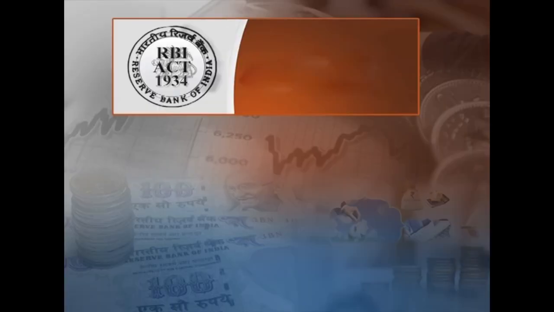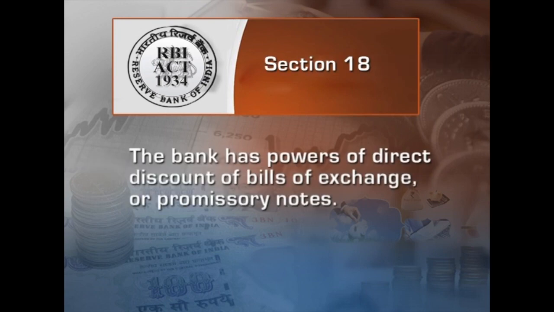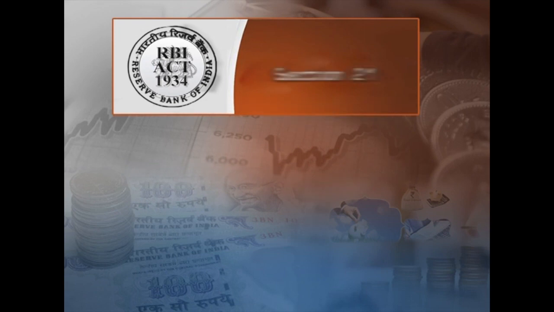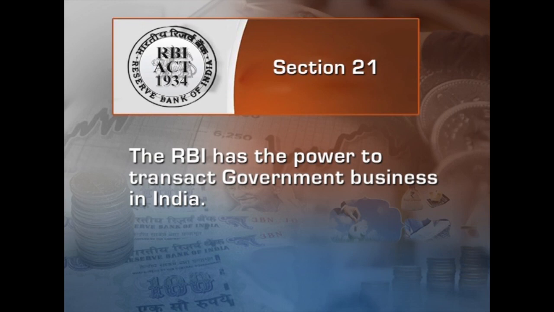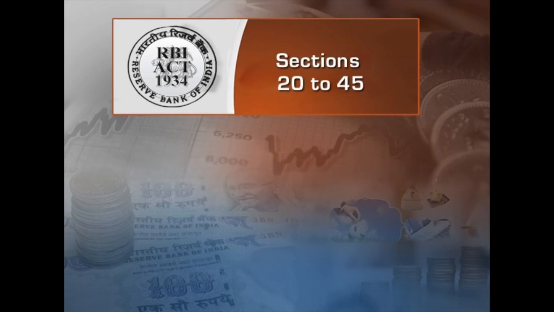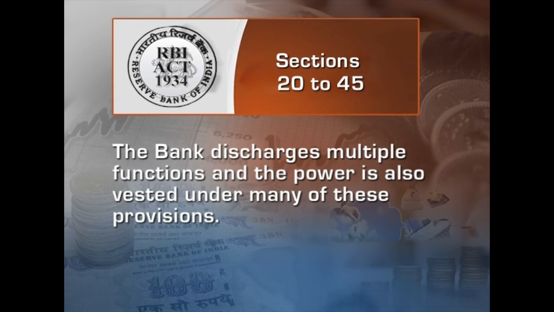1. Under the RBI Act, A. Under Section 18, the bank has powers of direct discount of bills of exchange or promissory notes. B. Under Section 21, the RBI has the power to transact government business in India. C. Under Sections 20 to 45, the bank discharges multiple functions and the power is also vested under many of these provisions.